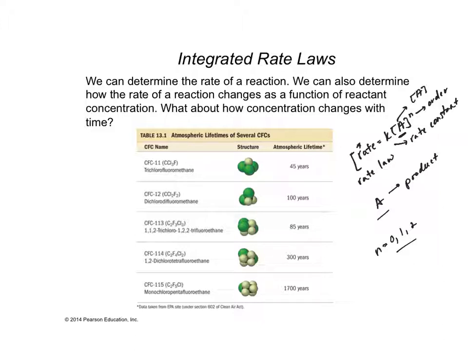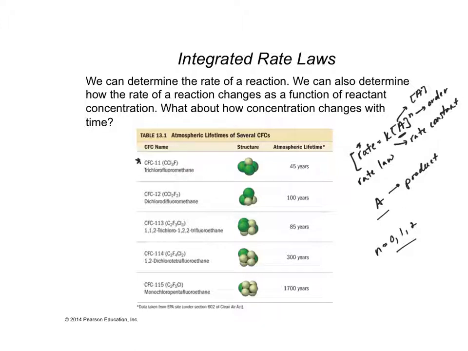A good example of that are these things called CFCs, chlorofluorocarbons. These were used in refrigerator systems back in the day. They were very good at their job, but the problem was that as they escaped into the atmosphere, they essentially led to the overall destruction of our ozone. That's bad. We need the ozone layer to protect us from harmful rays. So a lot of regulations went into place to phase out the use of these chlorofluorocarbons.